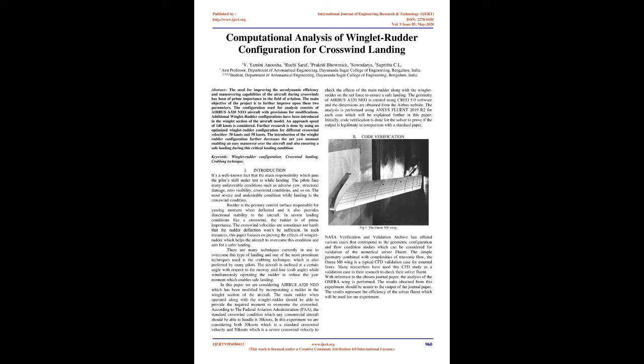The configuration used for analysis consists of AIRBUS A320 NEO aircraft with provisions for modifications. Additional Winglet-Rudder configurations have been introduced in the winglet section of the aircraft model. An approach speed of 140 knots is considered. Further research is done by using an optimized Winglet-Rudder configuration for different crosswind velocities, 30 knots and 50 knots.